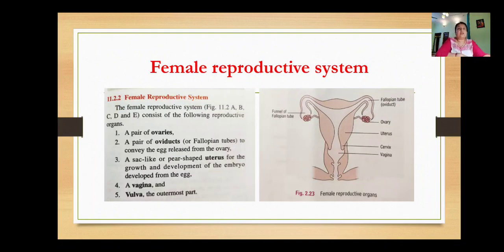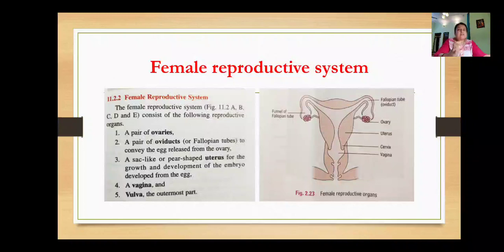Now next we come to the female reproductive system. See, the female reproductive system, similarly to the male reproductive system, also has a pair of ovaries, whereas in the males we had a pair of testes, so in the females we have a pair of ovaries. Then in the males we had a pair of sperm ducts, no, the vas deferens, whereas in the females we have a pair of oviducts, which are also known as the fallopian tubes, to convey the egg released from the ovary.